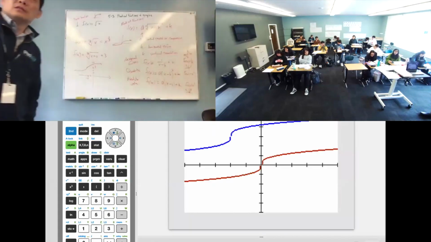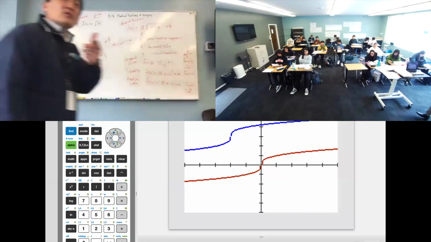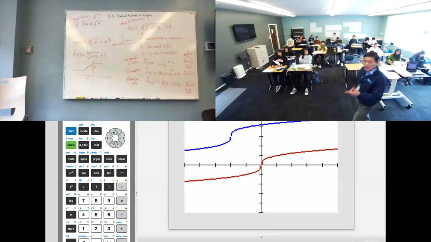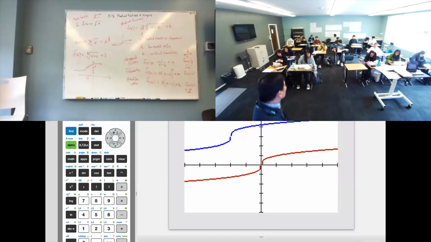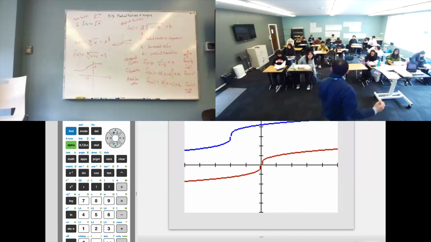look at that. Our prediction was correct, right? It is using the same base graph of the cube root, but shifted 2 spaces to the left and 3 up, and keeping entirely the same shape. Okay.